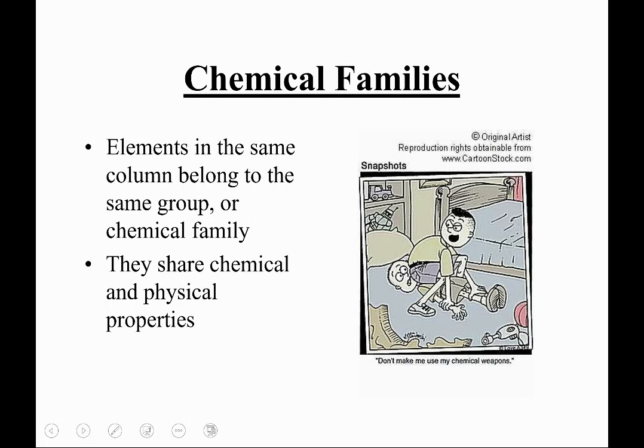So let's talk about chemical families. Elements in the same column, not row, but column, belong to the same group or family. So when you say they're in the same group, the same family, we're talking columns. On the first slide there, where I was saying group 1 and group 17, those are the same family. They share the same physical and chemical properties, so they behave the same.